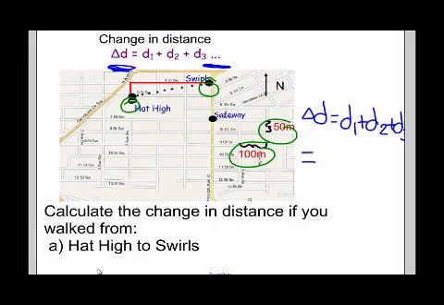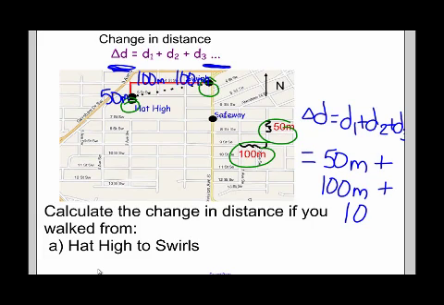So using the map, I know distance 1 is 50. Right here, I've gone 50 meters up. Then I went 100 meters over and another 100 meters over. So if I want to put that into my equation, I can say I started with 50 meters, then I added to that 100 meters, and added to that another 100 meters. These are all just approximate values.